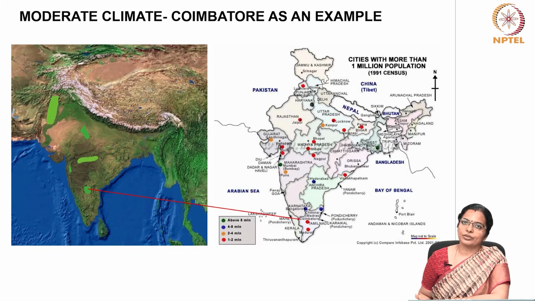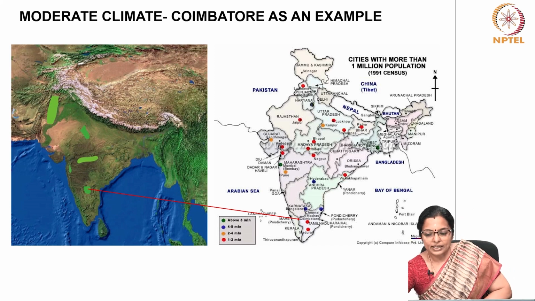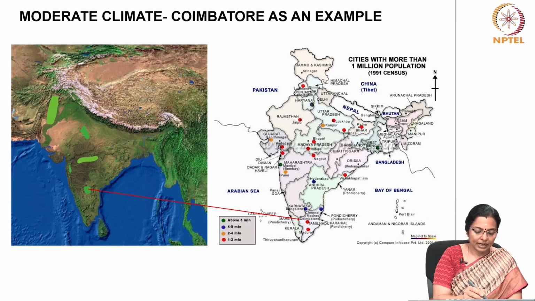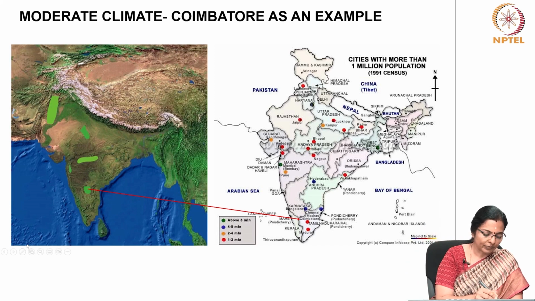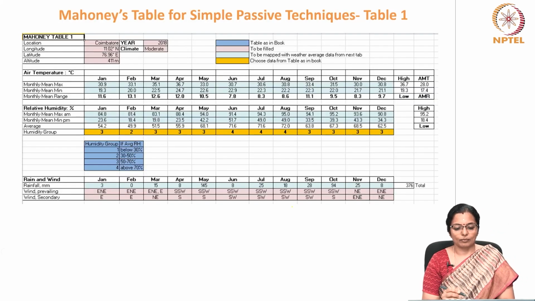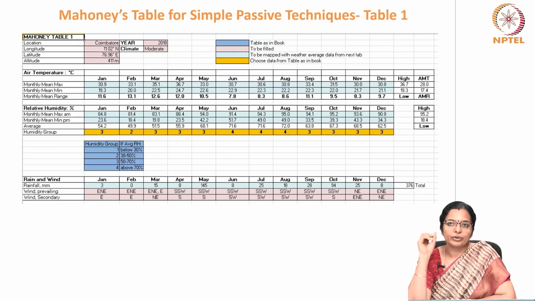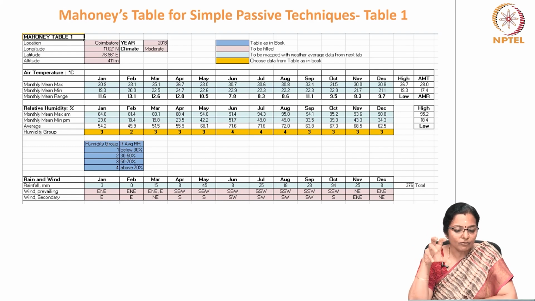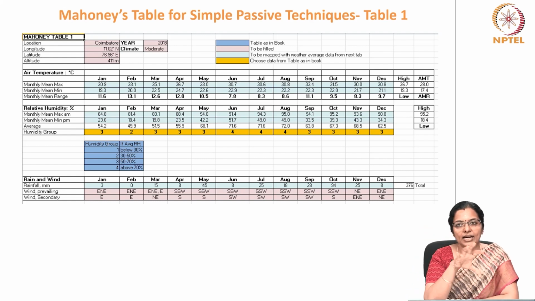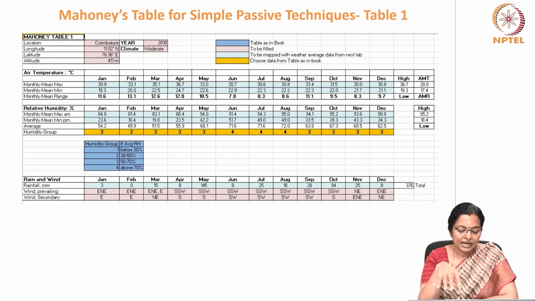Today we will look at the moderate climate with Coimbatore as the example. If you see the NBC, it has designated Coimbatore as a moderate climate, and Coimbatore lies in Tamil Nadu. Today, we will discuss a little bit about the Mahoney's table. If we look at the 2018 data of Coimbatore, I have done all these entries and eventually arrived at this table.